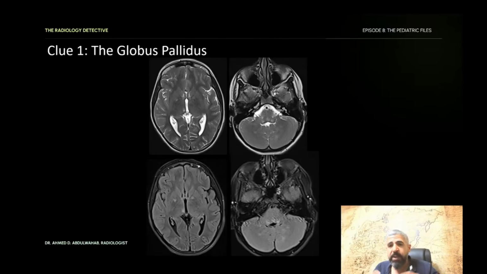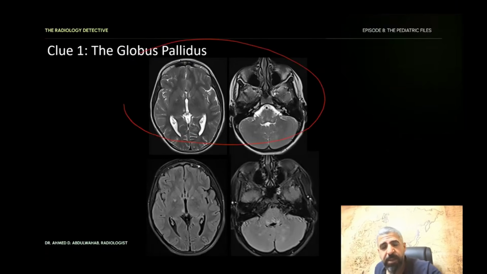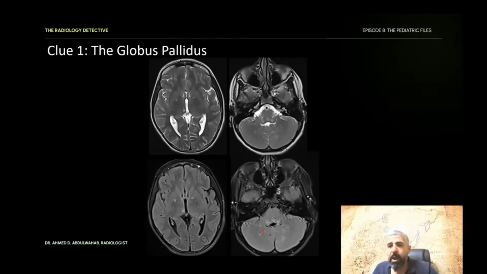Clue number 1, the globus pallidus. Look at the T2 and the FLAIR. These are the T2 sequences and the FLAIR sequences. These tiny bright spots in the globus pallidus, you can see more obviously in the FLAIR. And in the cerebellum, you can also see a few tiny bright spots here and there. So we have tiny bright spots. Look closely. There is no mass effect.